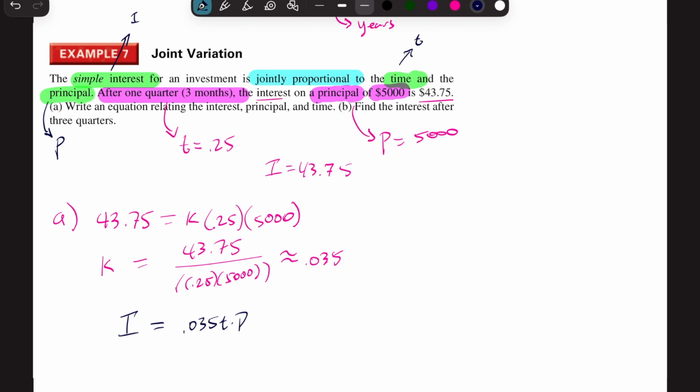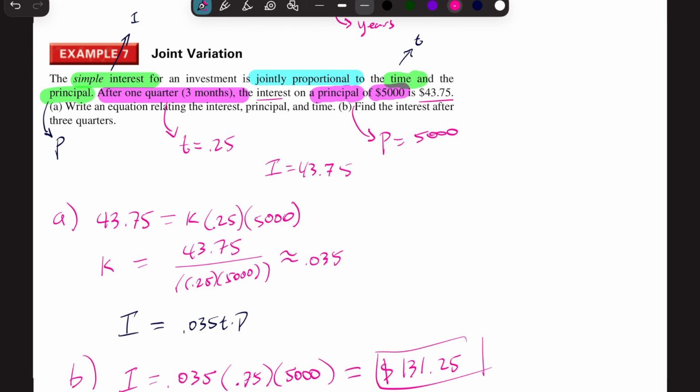And then let's go B. Find the interest after 3 quarters. Okay, so I equals 0.035. Our time after 3 quarters, that's 0.75 of a year. Our principal, I'm assuming, is still just the $5,000 we initially invested. Pop that in the calculator. We got $131.25. There we go.